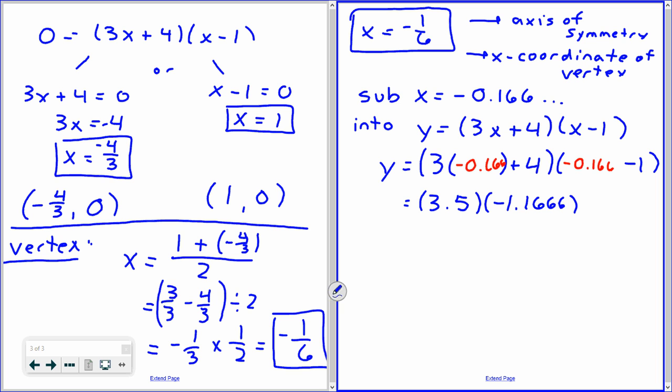Like, somebody please confirm it for me? 0.166 is 1/6, times 3 should be 1/2. Right, so it's negative plus 4 is 3.5.